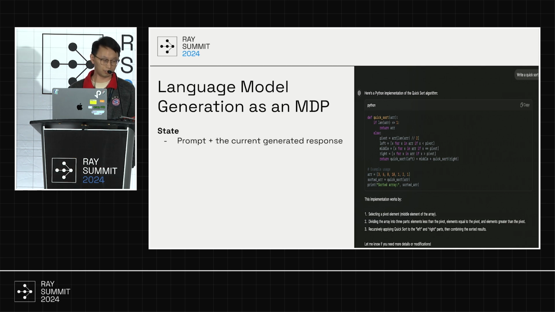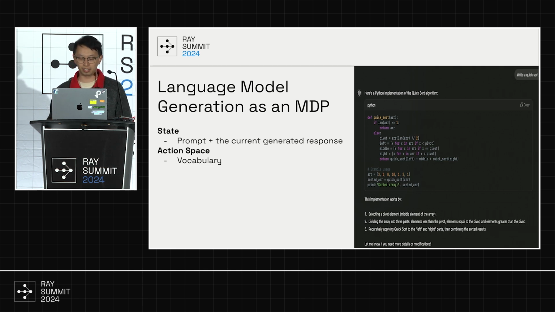So the state is the prompt, which is write a quick sort, and the current generated response. The response generated by ChatGPT does not appear suddenly. It's actually token by token. So the state is the prompt plus the current generated response. And the action space is very simple. It's just the vocabulary size.